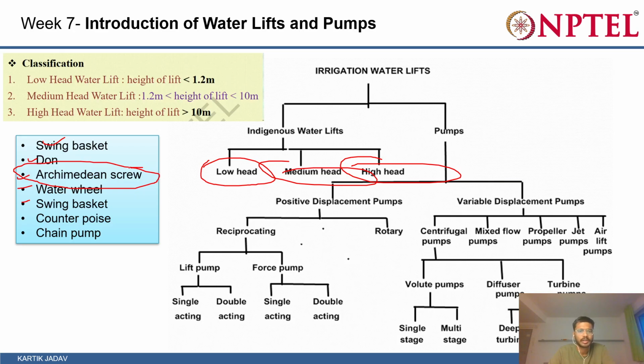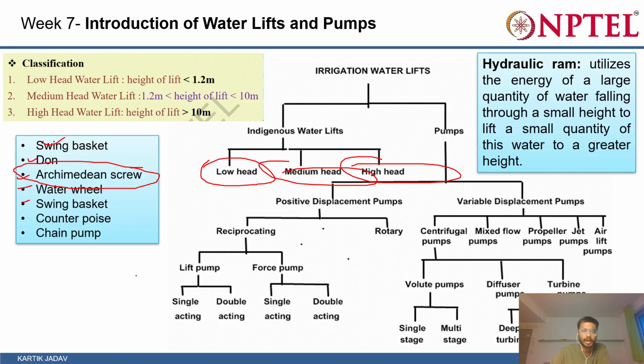In terms of water lift, low head water lifts generally lift up to a height of 1.2 meter, while medium head water lifts lift to a height between 1.2 and 10 meter, and high head water lifts generally lift above 10 meter.